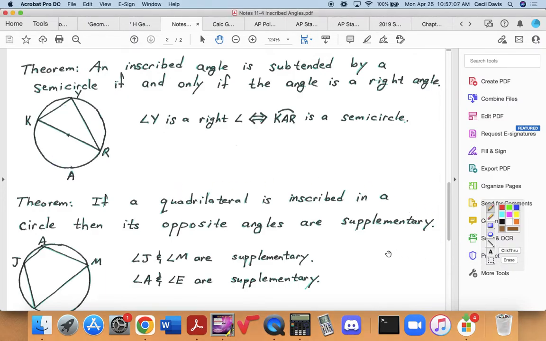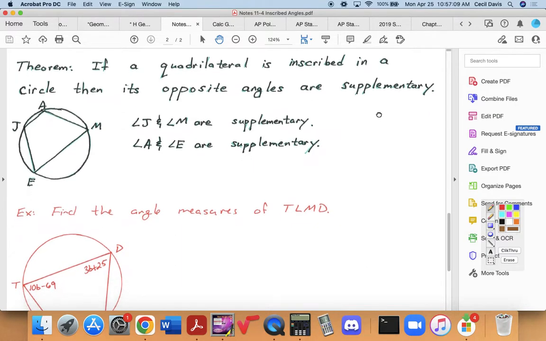And then the other corollary is that if a quadrilateral is inscribed in a circle, then its opposite angles are supplementary. You're like, why would that be true? Well, let me show you.